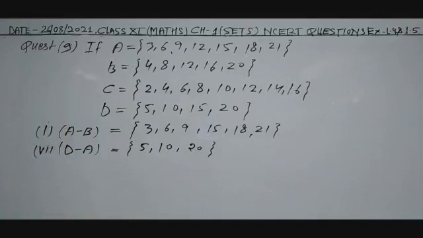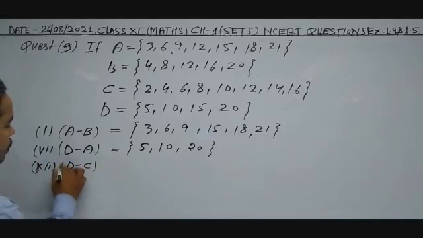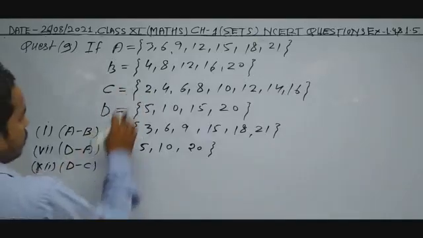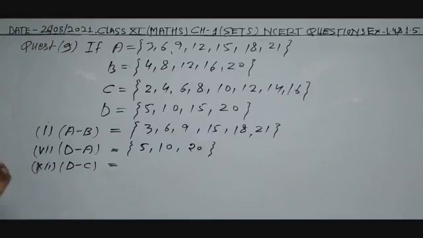Now come to the next. D difference C. This is the 12th question or 12th part. D difference C, you can do yourself also. D difference C is the set of all those elements of D which do not belong to C. So 10 belongs to C, only 10. So what will be D difference C?